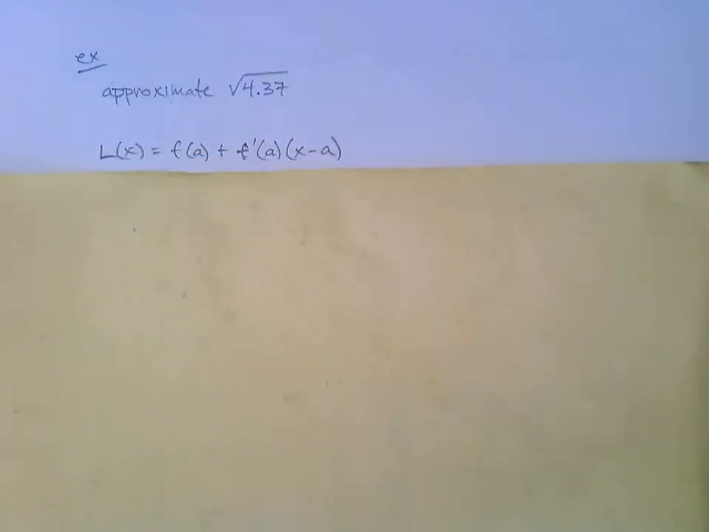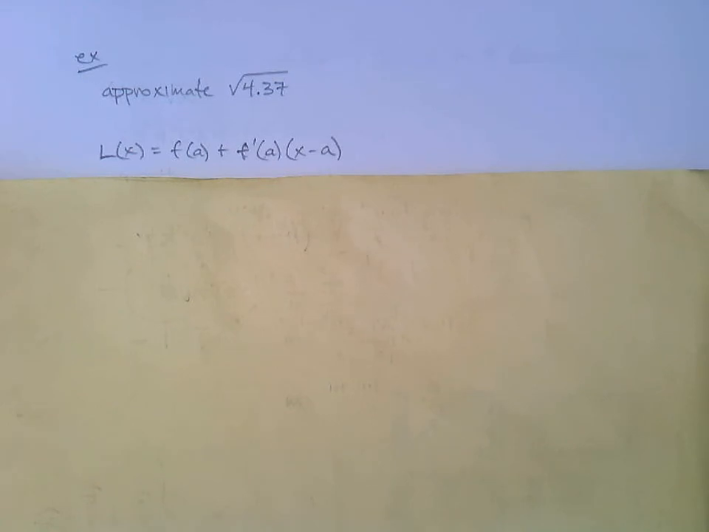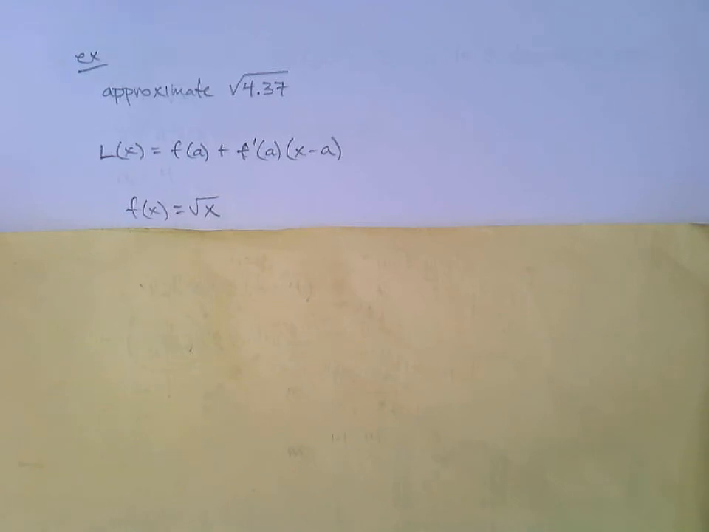I know I'm going to use my linear approximation formula, my linearization of f of x at a. So I'm just writing the formula down. We say, okay, so what is the function? What's f of x? Well, f of x is square root of x. What is the x value? Well, that's what we're trying to approximate. So x will equal 4.37.